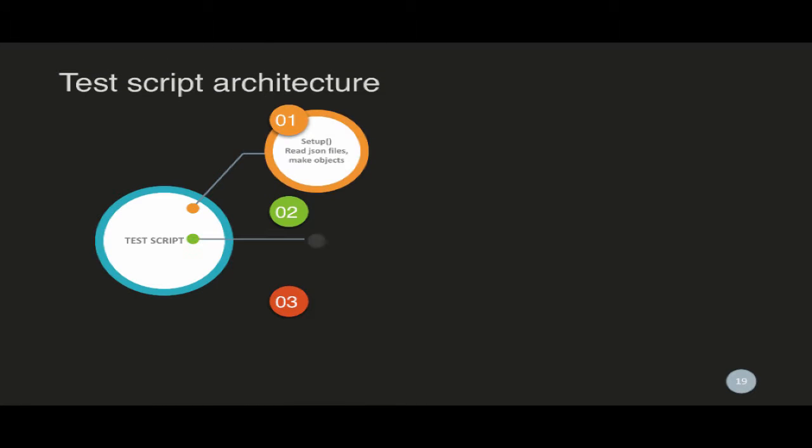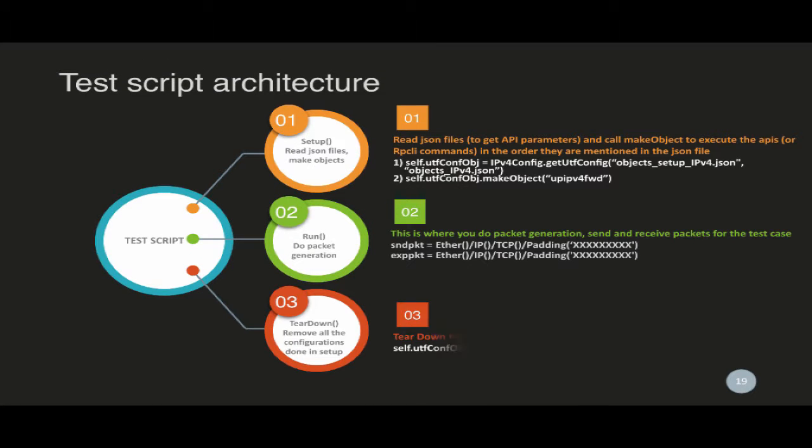So now let's get to the main test script architecture. There is the test script. This is what you will actually be writing, and the previous parts, the JSON files which I explained, will be the ones that you'll have to modify or bring up new JSON files to actually run a single test. So the test script has basically 3 things: a setup function, a run function, and a tear down function.